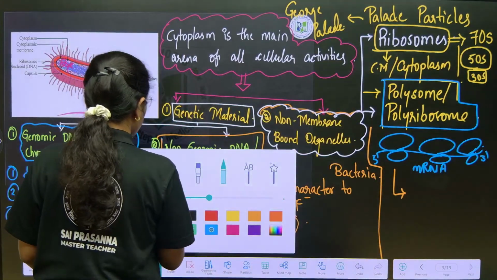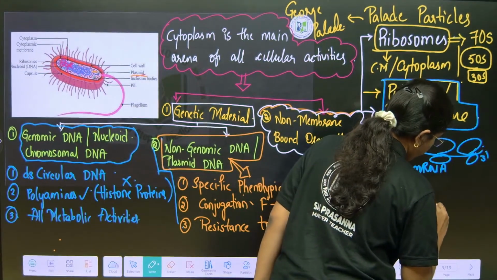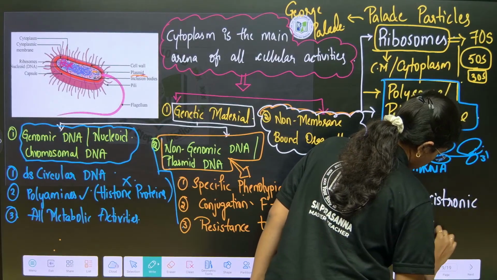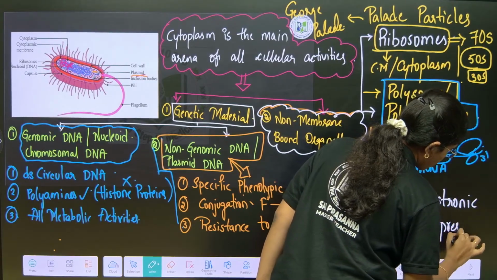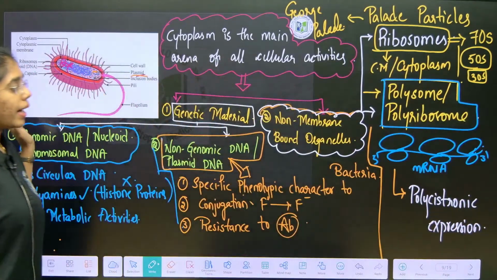Okay, this is known as what? Polycistronic expression. This will result in polycistronic expression. Clear till here? Any doubts anywhere?